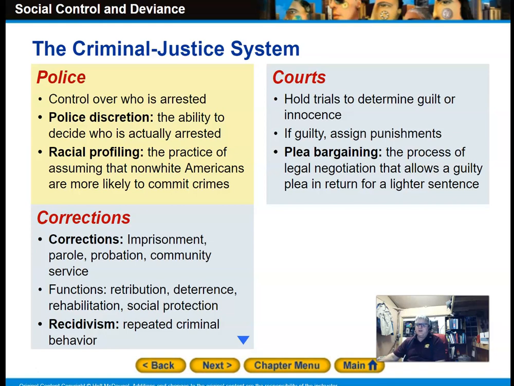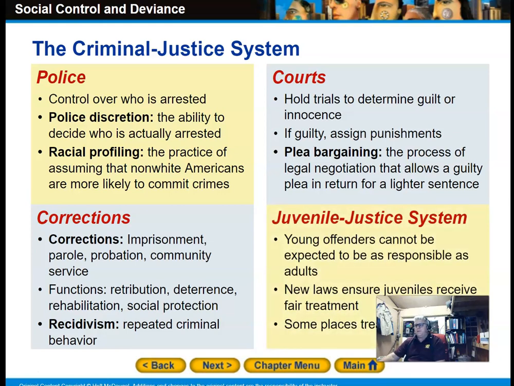Corrections. Corrections are our prisons and jails and things like that. Corrections are imprisonment, parole, probation, community service. Functions of retribution, deterrence, and rehabilitation. It's a social protection. Recidivism is the rate at which a criminal repeats his behavior. So if a person goes to jail for a crime and does his time and then is released and commits another crime, this is what recidivism is, when they return to jail.